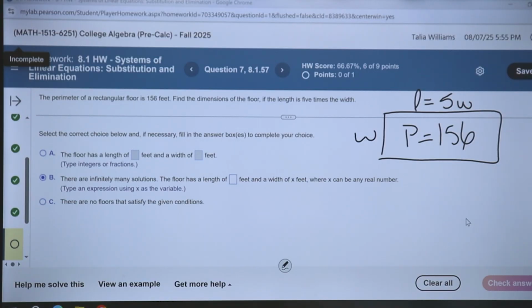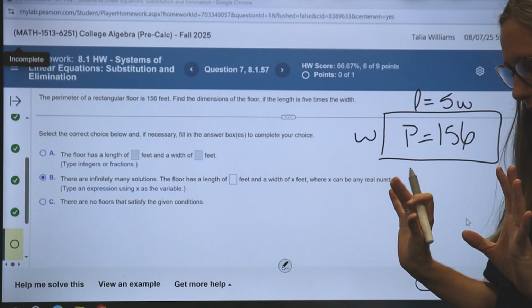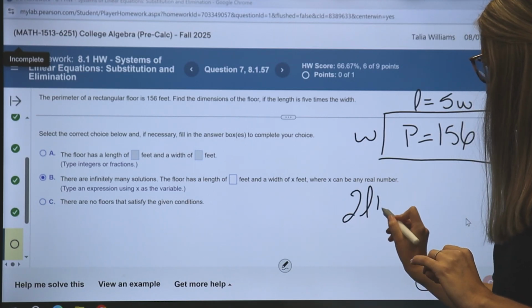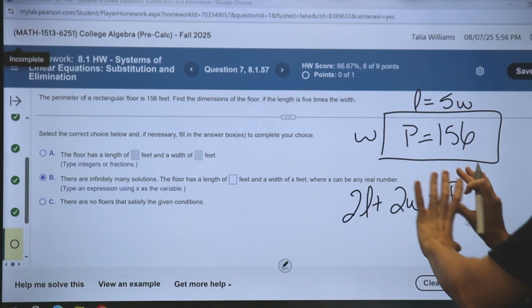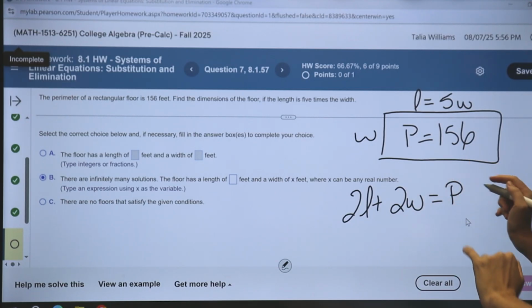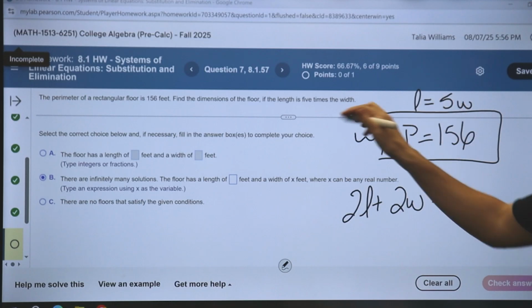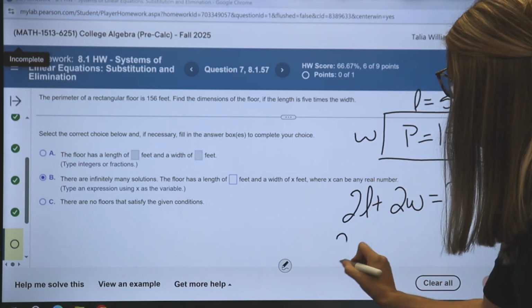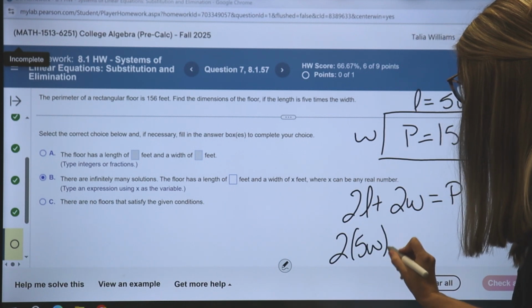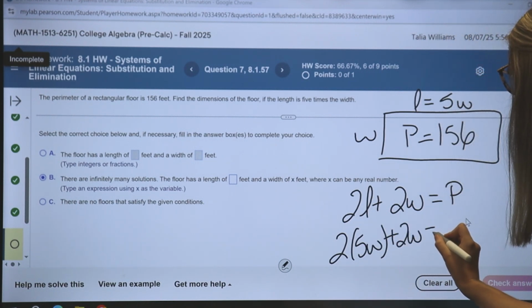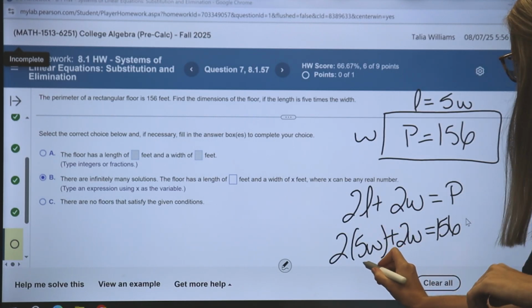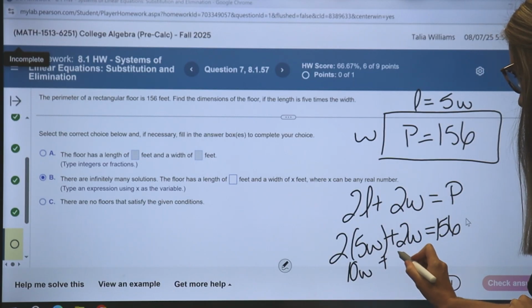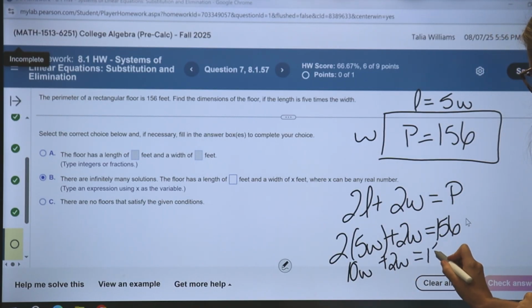When you do perimeter, that's the distance all the way around. So the original equation, I'll write it real quick: 2L, because you'd have 2 lengths, plus 2 widths, equals your perimeter. That's just the basic formula. Now I'm going to put in what we have. Our L equals 5W, because length is 5 times the width. So instead of L, I'm going to put 5W here. I still just have 2 widths. And then my perimeter is this 156 that they gave me. Then we'll solve this. 2 times 5W is 10W plus 2W equals 156.